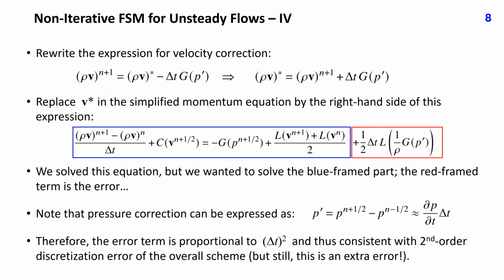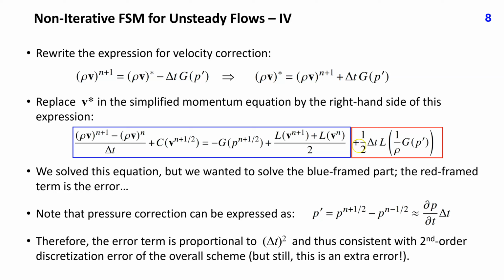We rewrite the relation between velocity correction and pressure correction to relate V star to pressure correction P prime. If we now replace V star in the simplified momentum equation, which is satisfied by corrected velocities and pressure fields, by the right-hand side of this expression, we obtain the following equation. We have solved this equation, but we wanted to solve the blue frame part. The red frame term is therefore an additional discretization error resulting from the introduced approximation.